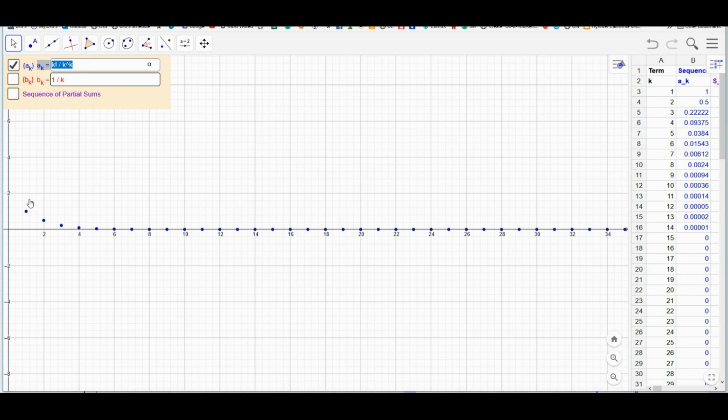So here's the underlying sequence. Of course, it's approaching 0. The sequence of partial sums is coming up like this, and it looks like it's approaching something in the vicinity of 2 for the sum.